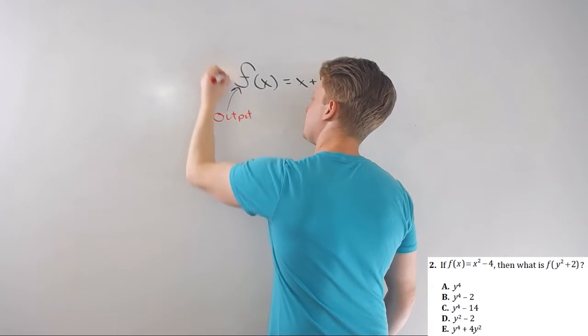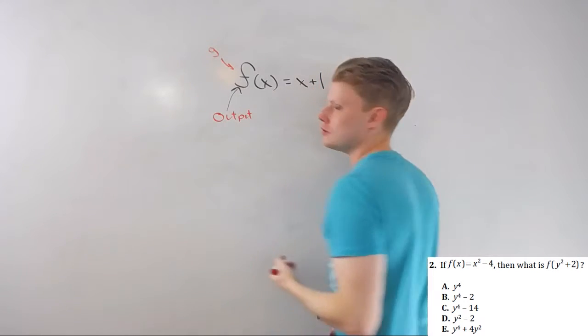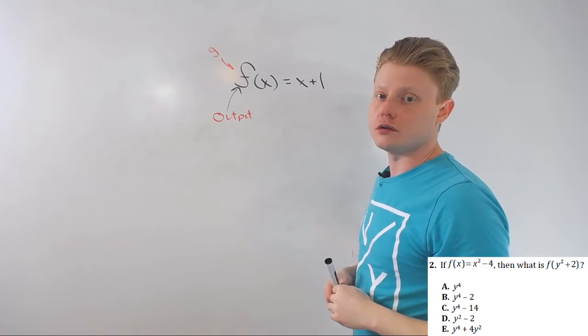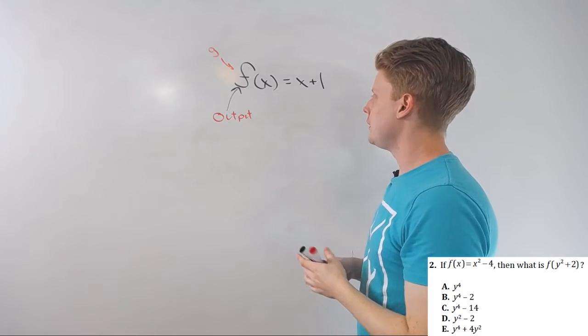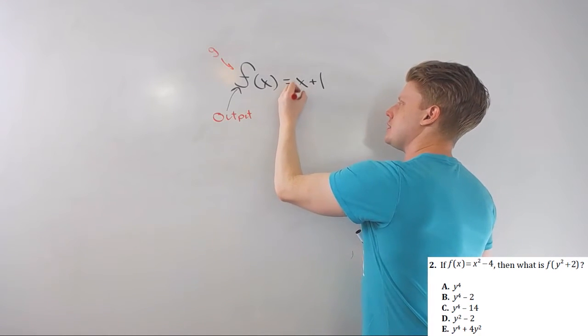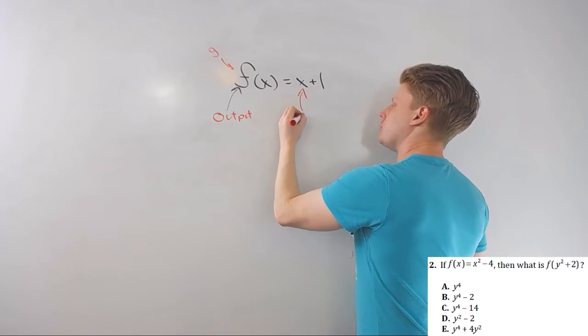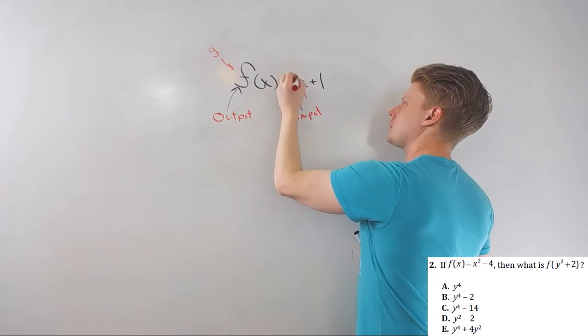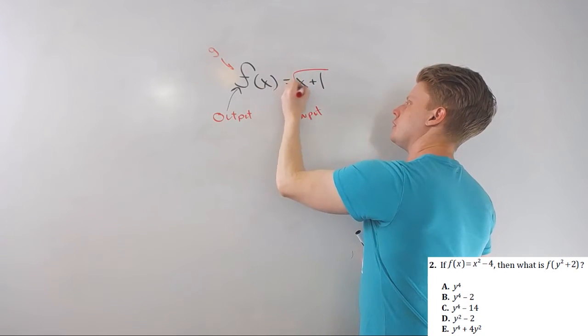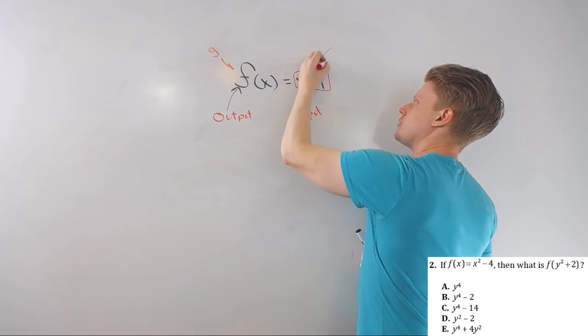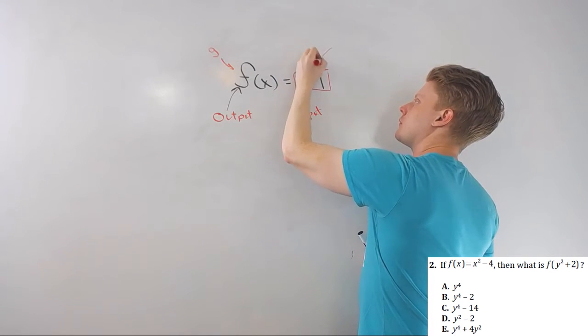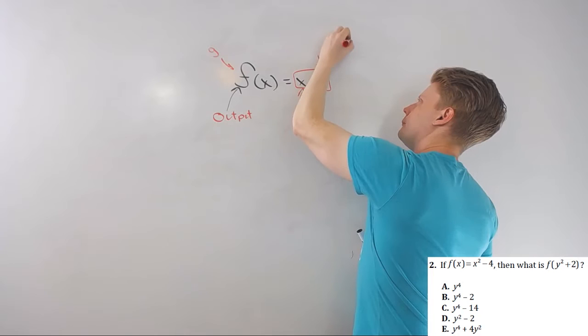And it doesn't have to be f. It could be g of x or any other letter. g and f are most common. x is the input, and it's also the x value. And this expression, the equation part of the equation, is the relationship.